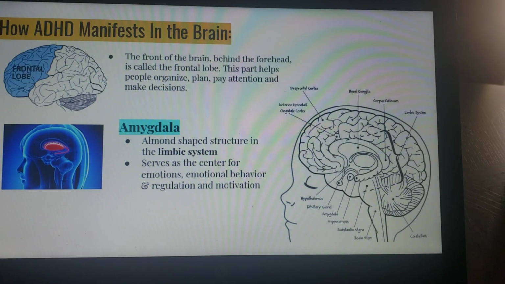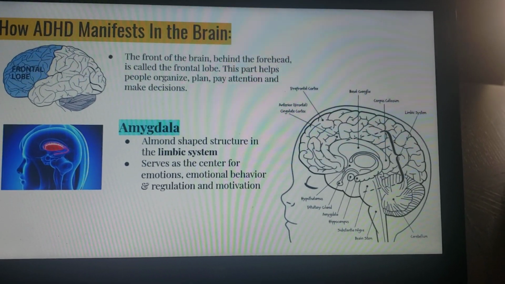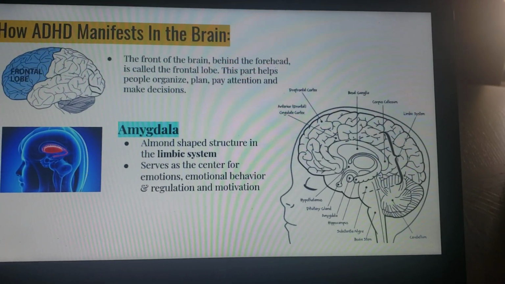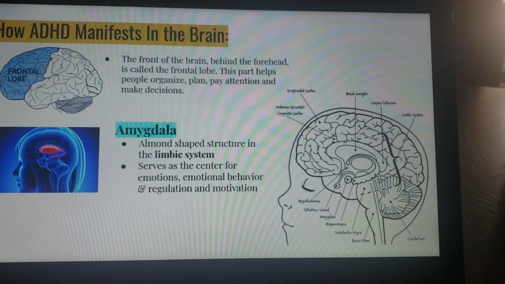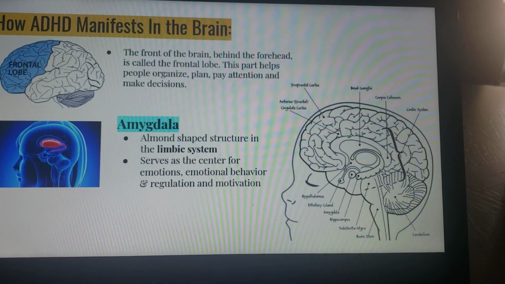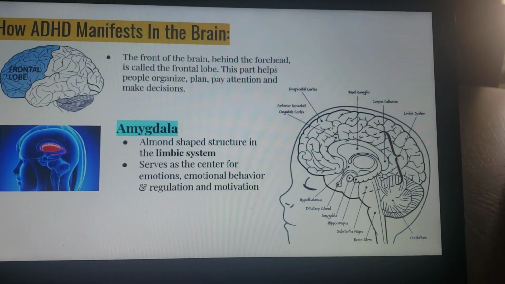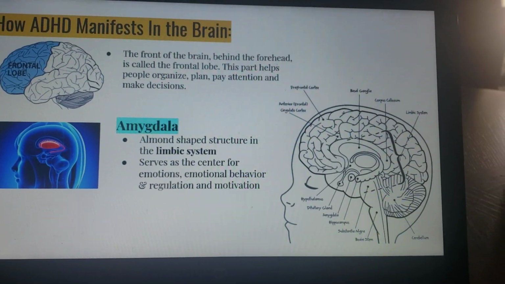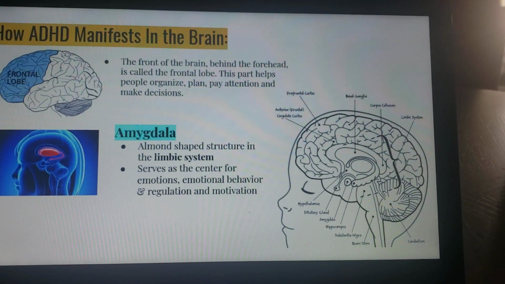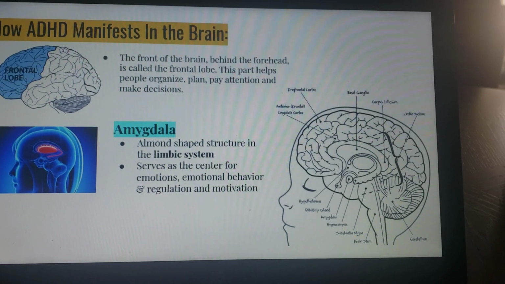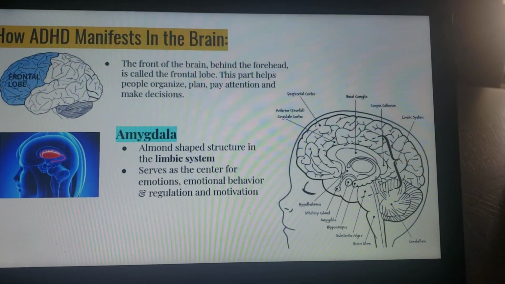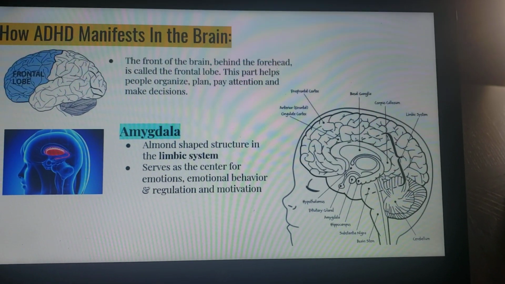The amygdala is an almond-shaped structure in the limbic system, and it serves as the center for emotions, emotional behavior and regulation, and motivation. So these are two of the parts that have been shown in the brain to be affected by ADHD.